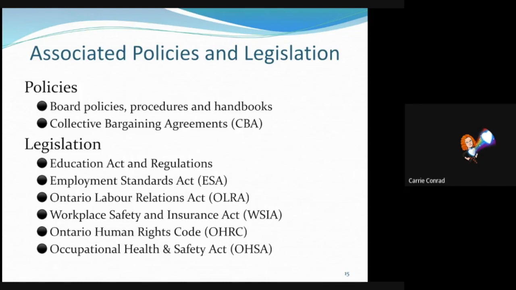But it's important that you realize all of the different pieces of legislation that also apply in the workplace. So the Education Act and the regulations. Often the expectations within the Ed Act will not be located in the collective agreement. For example, arriving 15 minutes before the start of the instructional day will not be found within a collective agreement, but it will be found within the Education Act.